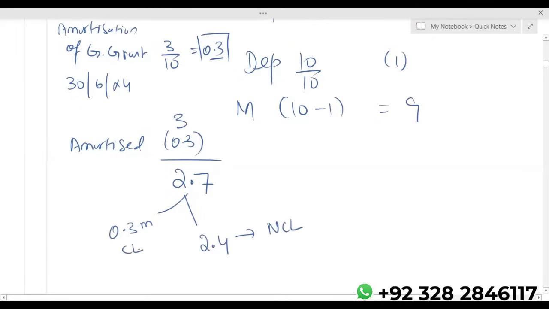Repeat, total grant is 3 million. On 30th June X4, 1 year has passed. So out of 3 million, 0.3 is already amortized. 0.3 million has already been converted into income. Logically, we are left with only 2.7 deferred income. Now, what is the breakup of that 2.7? Out of 2.7, the amount which will be converted into income in the next 12 months is your current portion, 0.3 million, and the remaining is your non-current portion.